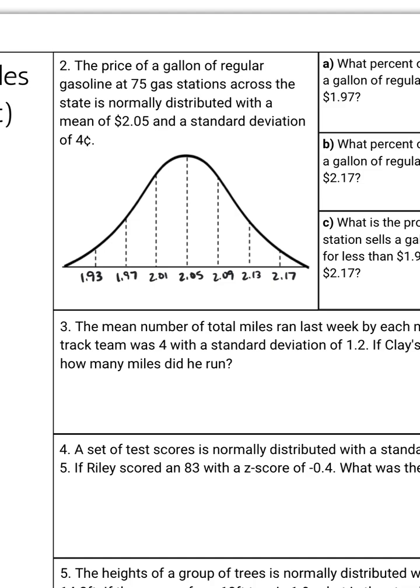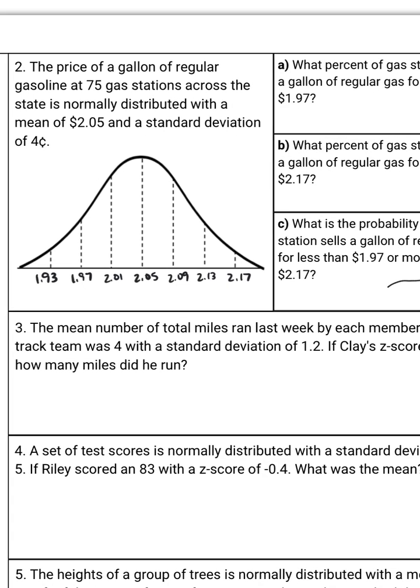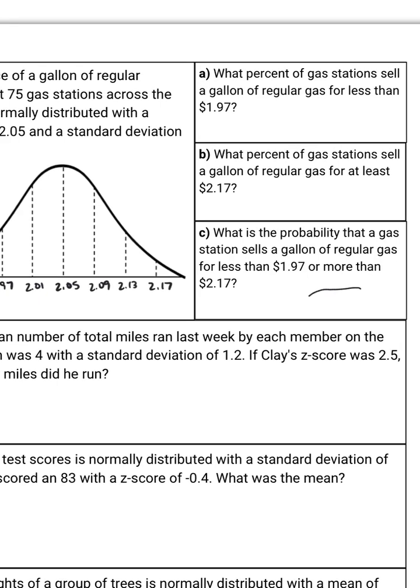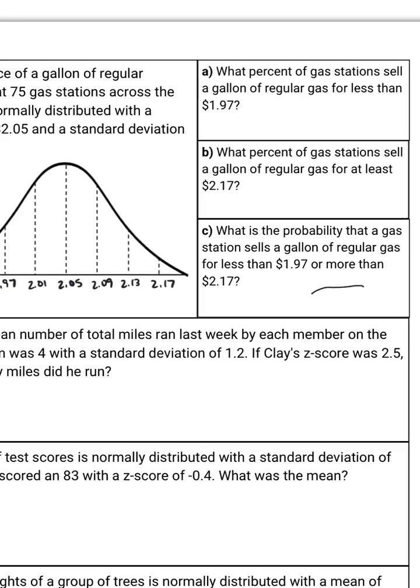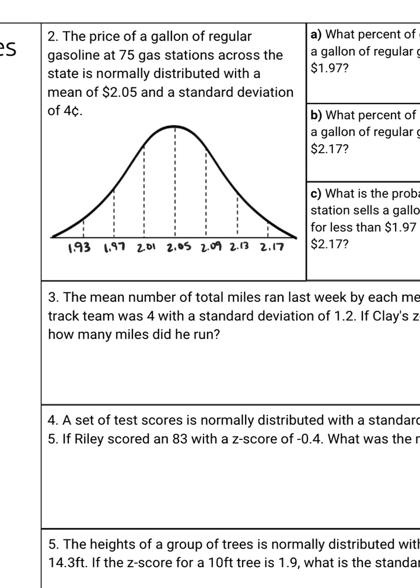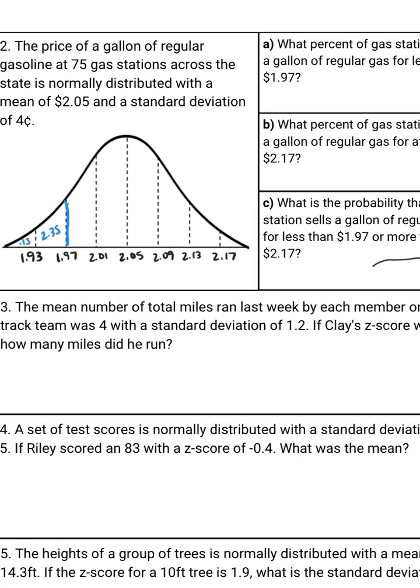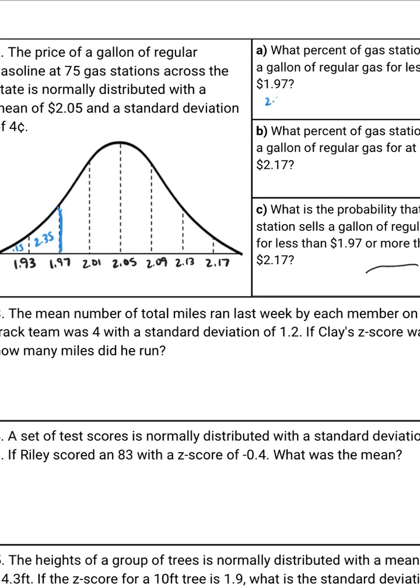So then it says, what percent of gas stations sell a gallon of regular gas for less than 1.97? So here's our 1.97. And we know this is 2.35 and this is 0.15. So we're just going to add those together. So 2.35 plus 0.15 is going to give us 2.5%.